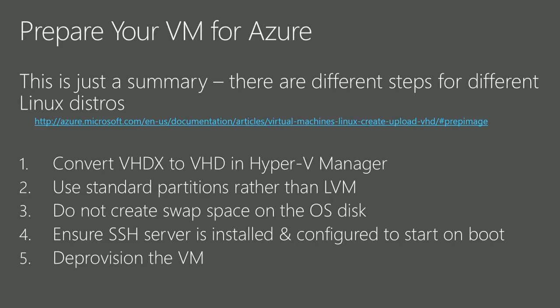Then we always recommend you use a standard partition instead of the logical volume manager. By default, it's LVM. The reason is we're really trying to avoid a name conflict between the LVM and the OS VM, especially later, if you want to debug, you have to reattach your OS image to another VM. So we really recommend you use a standard partition. And do not create any swap space, because, as I mentioned earlier, if anybody remembers, maybe it's time to give a t-shirt, the WALA agent creates swap space for you on the resource disk.